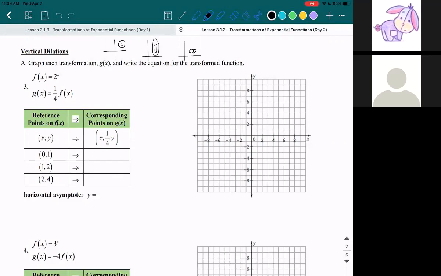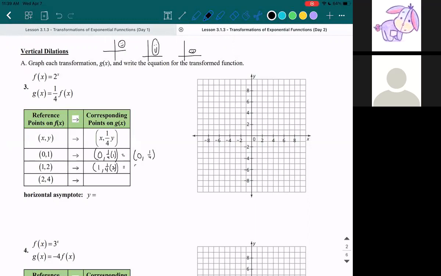Okay, so let's plot the 3 points. So our original point is 0, 1. X stays the same. 1 gets multiplied by 1/4. Okay, so what is 1/4 times 1? That would be 1/4. Anything times 1 is just the anything. All right, next number, 1, 2. The x stays the same. Oops. The 1/4 gets multiplied by 2.